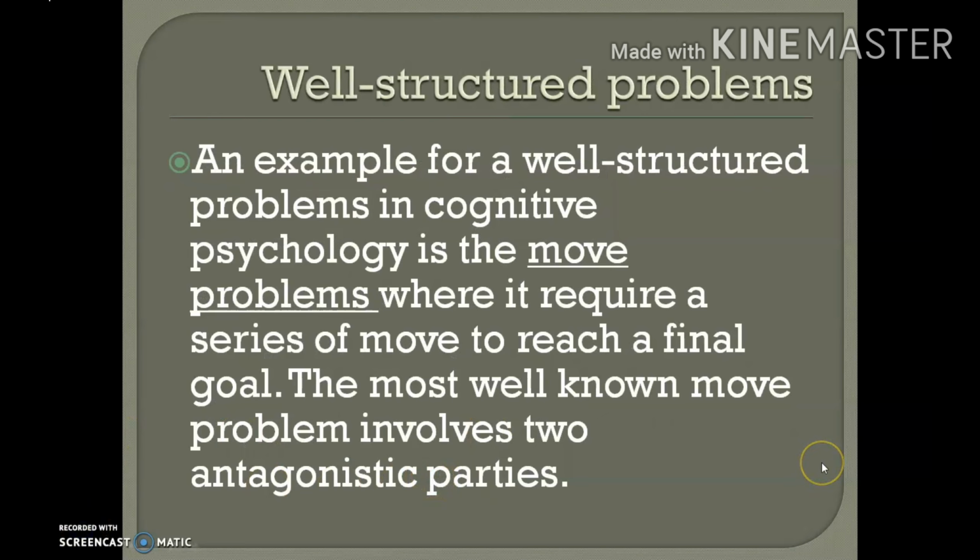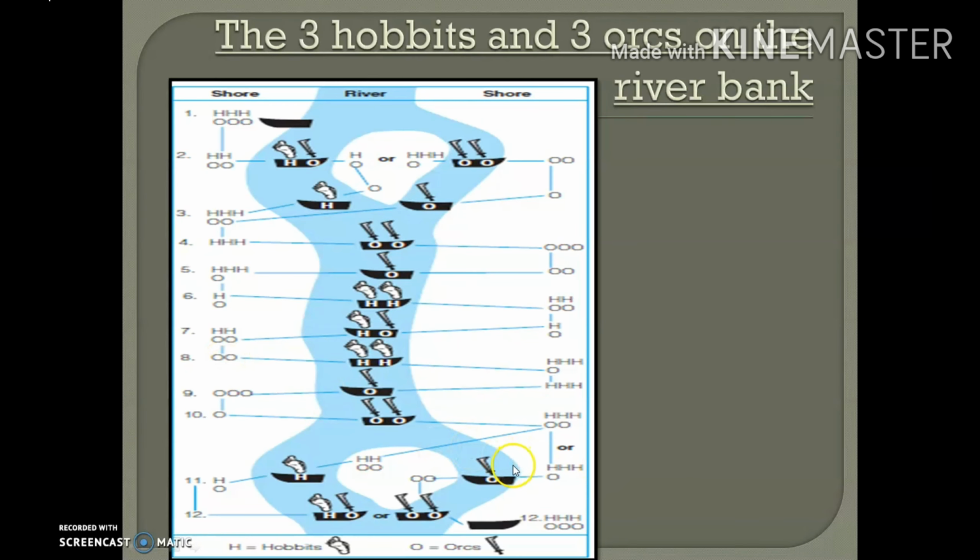So let's further discuss well-structured problems. An example of well-structured problems in cognitive psychology, in ecological researches, is the move problems, which require a series of moves to reach a final goal. The most well-known move problem involves two antagonistic parties. I have here an example. This is the 3 hobbits and 3 orcs at the river bank.